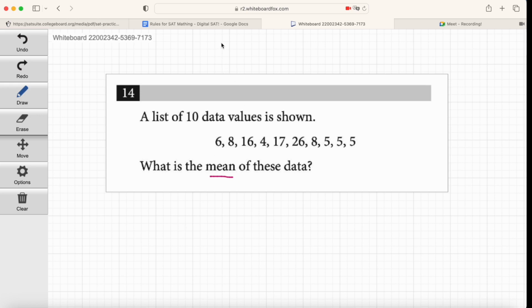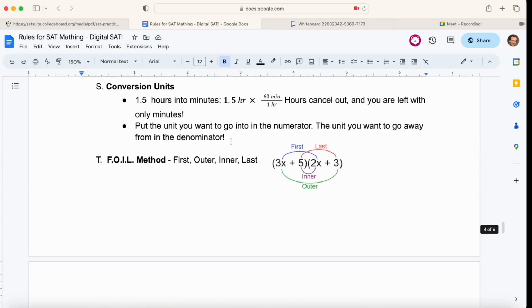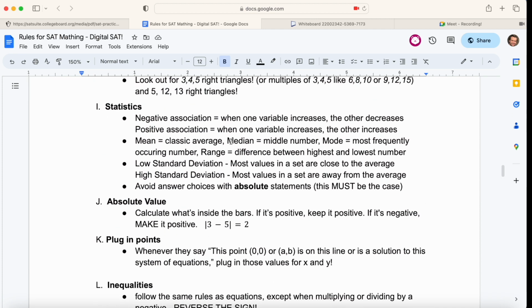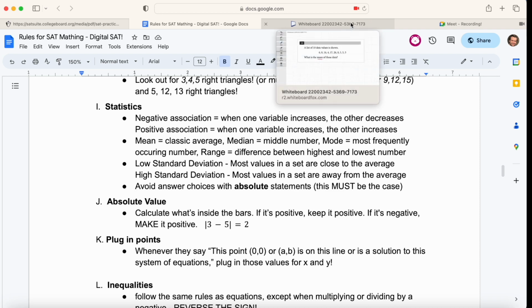I just want to point out where I've got it on my rules document. I want to go to basic concept I real quick, just in case you see this term and you're not familiar with the definition. There are other forms of averages, including median and mode, that are worth knowing. So this basic concept I, statistics. Read that second bullet point where I talk about some of these common terms. Mean equals the classic average. Median equals middle number. Mode equals most frequent or most occurring number. Range equals difference between highest and lowest number. The only one we have to worry about here is the mean, the classic average, but the others could pop up in other questions, so I want to show you where that is on the rules document.